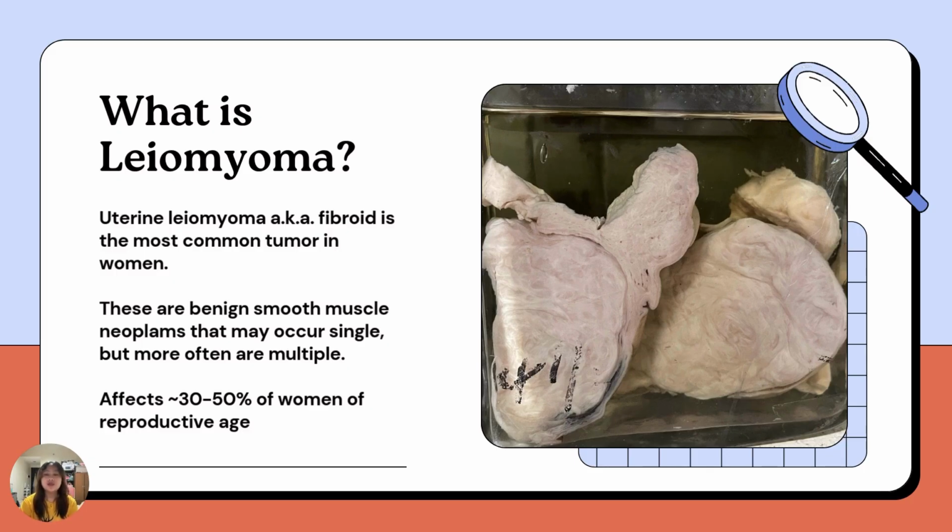So, this is the most common tumor in women, which affects around 30 to 50% of women of the reproductive age. They are benign smooth muscle neoplasms that can appear as a single mass, but more often they occur in multiples. Ayan, yung picture sa side, yan yung itsura ng leiomyoma in gross morphology.